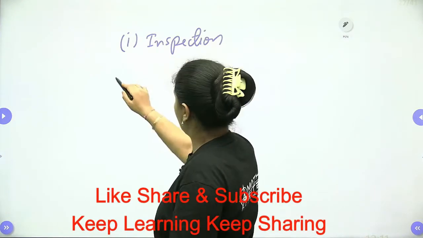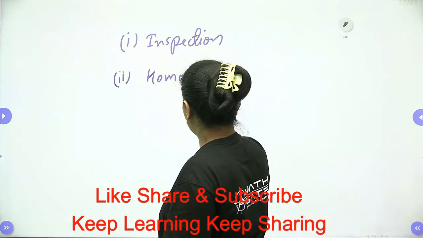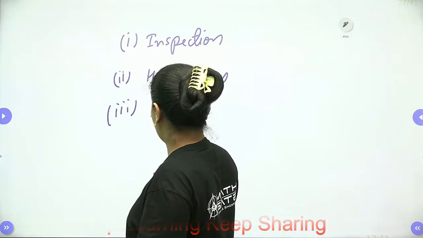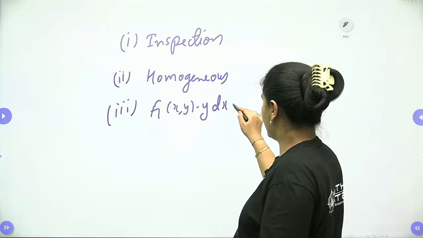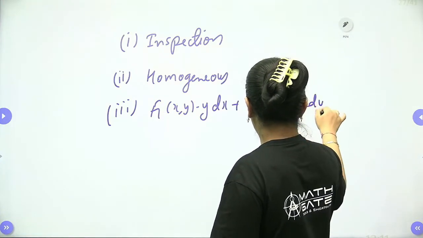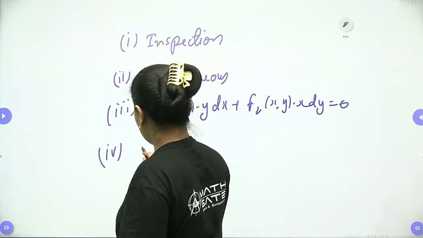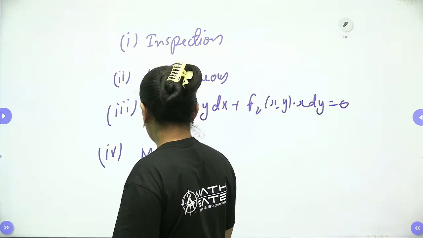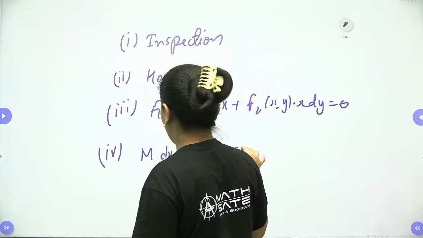The first one was the inspection method. The second one was whether your equation should be homogeneous. The third one was f1(xy) into y dx plus f2(xy) into x dy is equal to 0 form. And the fourth is nothing but the only and only M dx plus N dy is equal to 0 form.